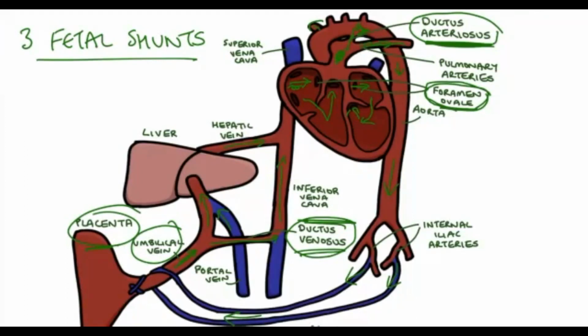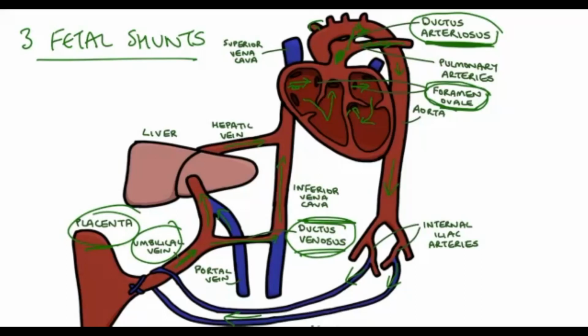At this point, the foramen ovale closes and it just becomes a sort of notch in the right atrium and the left atrium called the fossa ovalis, but there's no actual hole there. And this allows normal adult-like circulation to happen after that first breath.